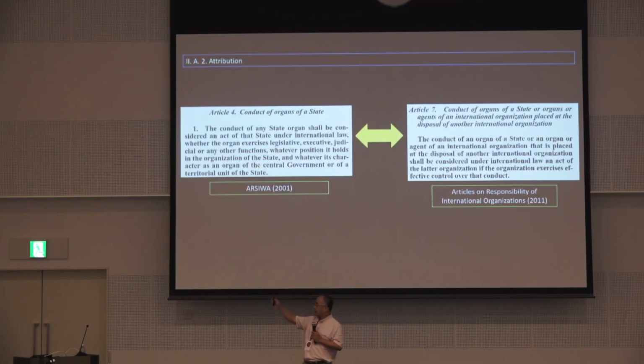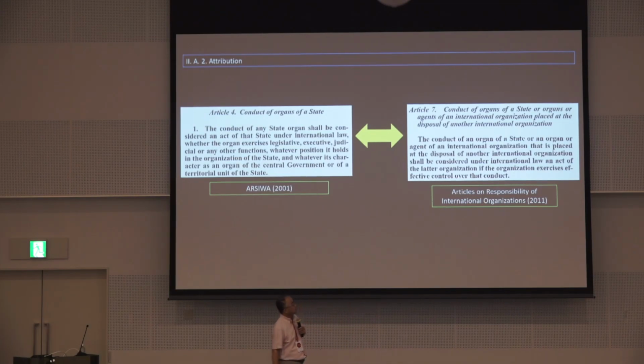What happens then? Under Article 4, if something is done by this organ of the state, it is attributed to the state. Therefore, if a soldier dispatched to the peace mission does something wrong, this act is attributable to the contributing state, according to ARSIWA Article 4. But we have another set of rules on responsibility, the articles on responsibility of international organizations, adopted 10 years later by the same International Law Commission, which says in Article 7 that the conduct of an organ of a state or an agent that is placed at the disposal of an international organization shall be considered under international law an act of the latter organization, if the organization exercises effective control.